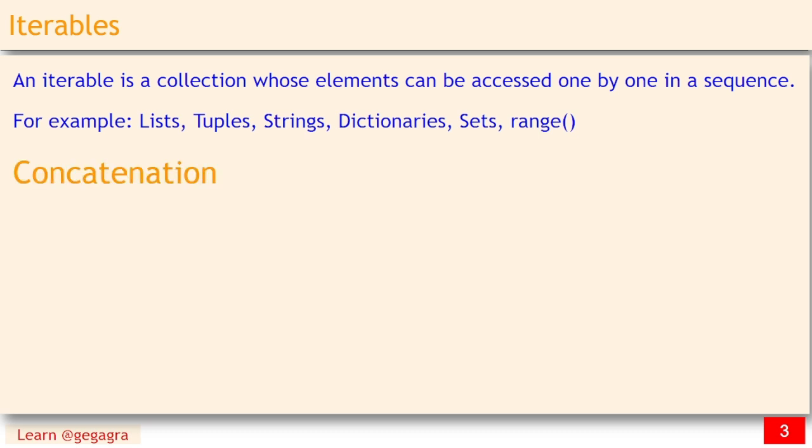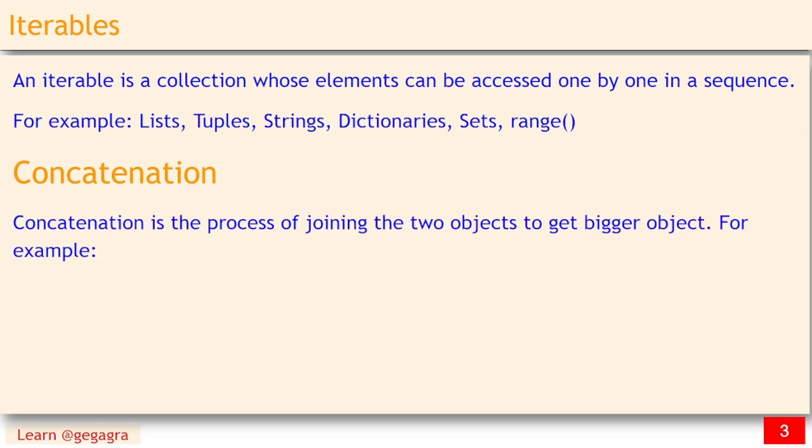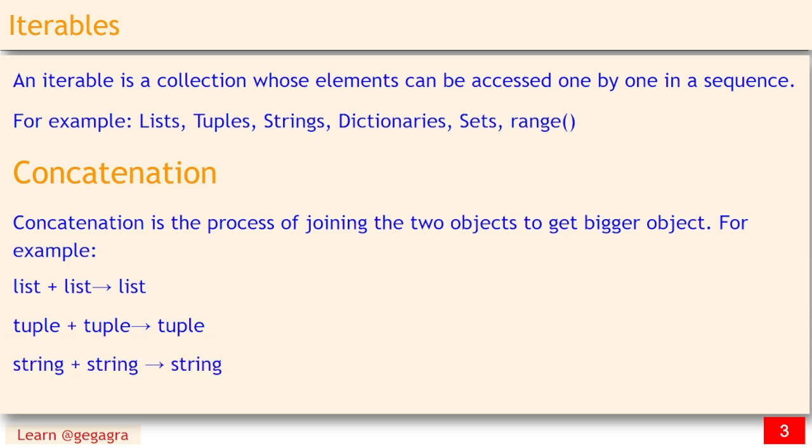So what is concatenation? Concatenation basically is joining of strings. Concatenation is a process of joining two objects to get a bigger object. For example, if I add a list to a list, concatenation of the lists will give you a bigger list. Concatenation of tuples will give you a bigger tuple. Concatenation of strings will give you a bigger string.